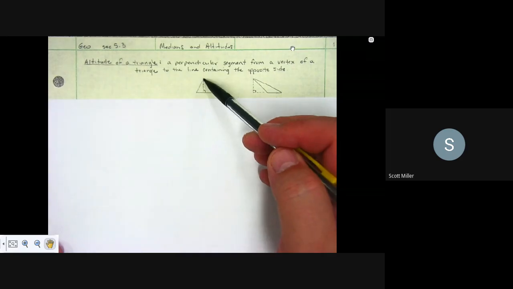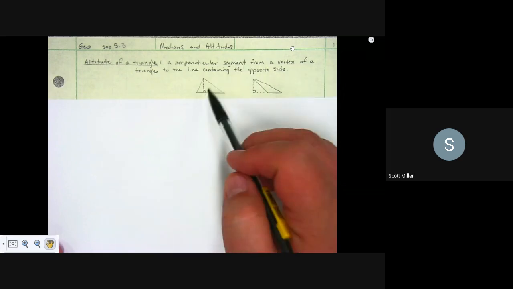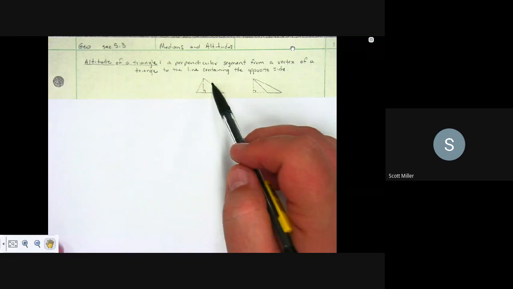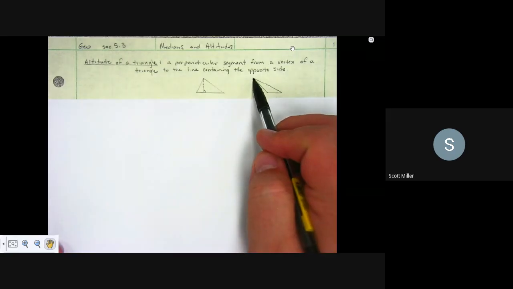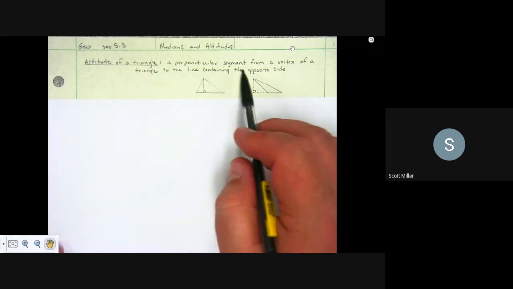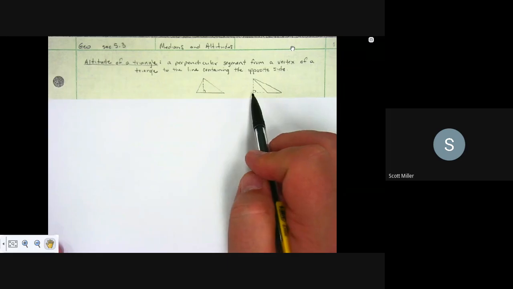So from the vertex, perpendicular, because that means it's the shortest distance between a point and a line. And so it's perpendicular, okay? And if it's like so, then it's on the inside. But if I have an obtuse triangle, then that altitude will land on the outside. So I would need to extend this side to get that perpendicular length. That's what they mean by a line containing the opposite side. So you might need to extend your sides to be able to draw in the altitude of some triangles.